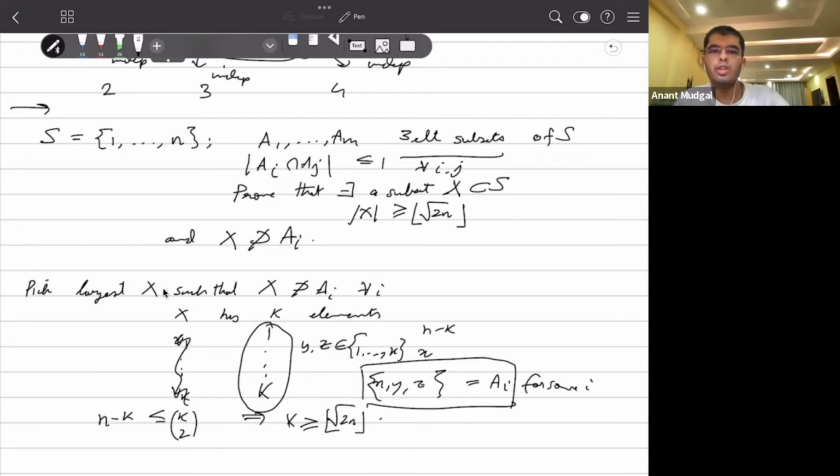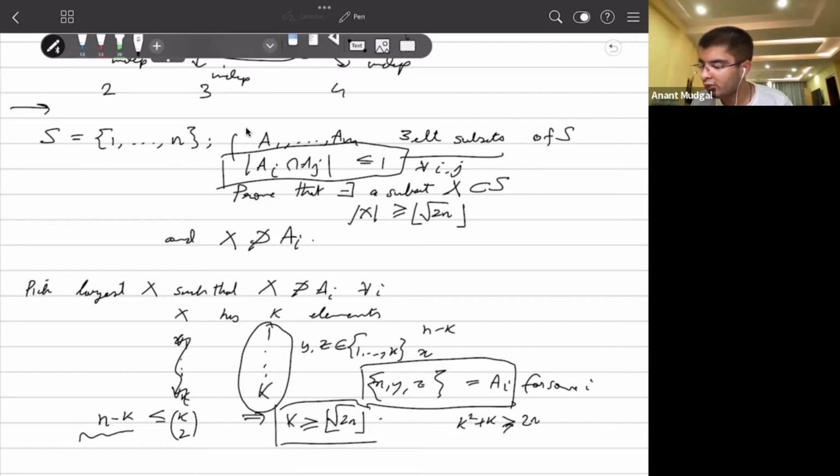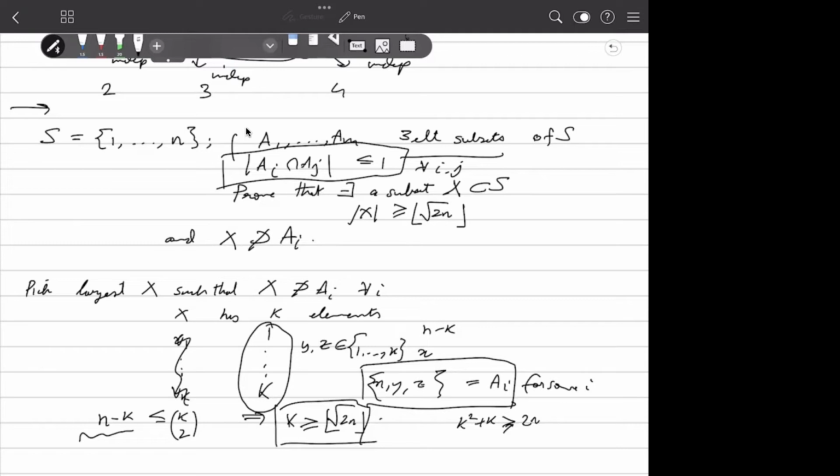So each x gives you some pair among the first k elements. And no two different values of x will give you the same pair y and z, because no two of these three element sets have more than one element in common. So for every x you get a unique pair. You have n minus k such possible x's, and you have at most k choose 2 pairs, and each of them goes there uniquely. So you have n minus k is at most k choose 2, which you can solve to get k squared plus k is greater than or equal to 2n, and you get something like this. Right, so that's just calculation.